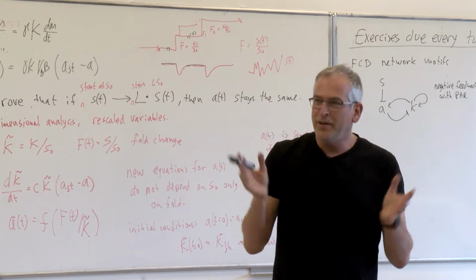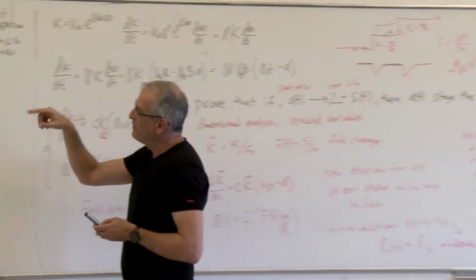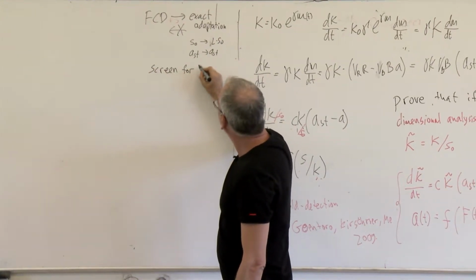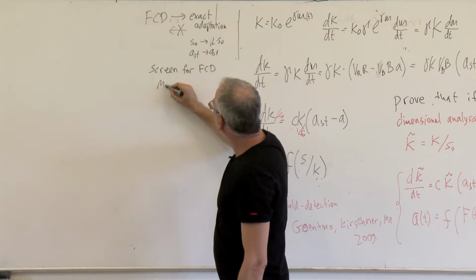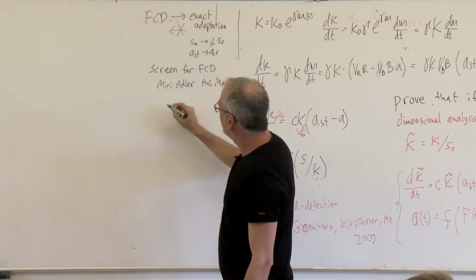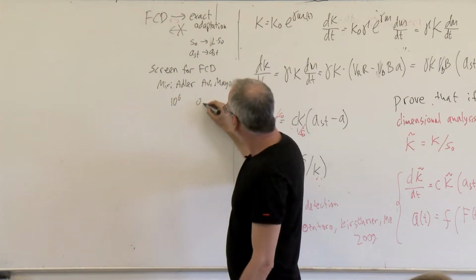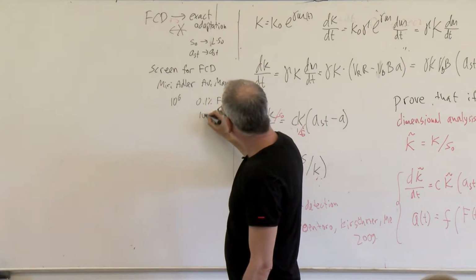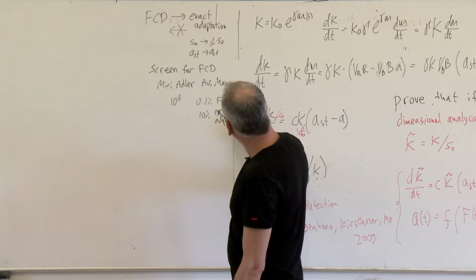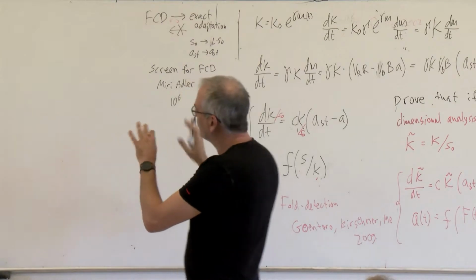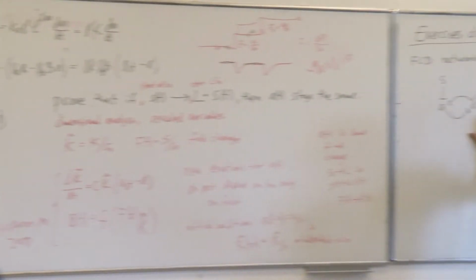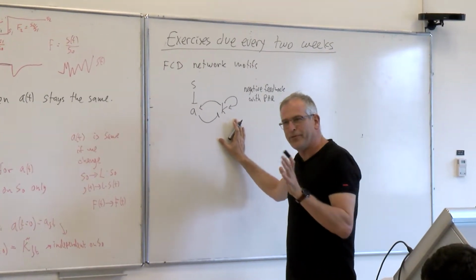And in a screen of all possible 3 molecule circuits by Miri Adler and Avi Mayo sitting here, there's like 10 to the 6 possible motifs you can write. 0.1% had FCD, but 10% had exact adaptation. And basically, those 0.1% fall into either one of 2 classes, the feed-forward loop or this kind of negative feedback loop with auto-regulation. So those are the 2 possibilities, we think, in general for, yeah?